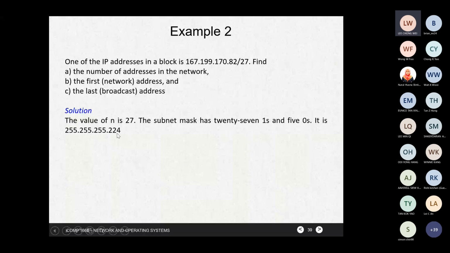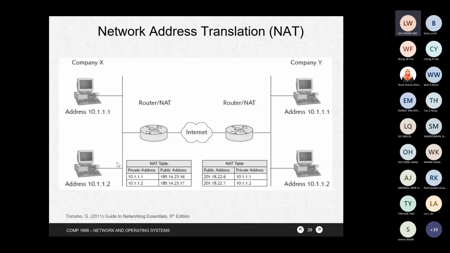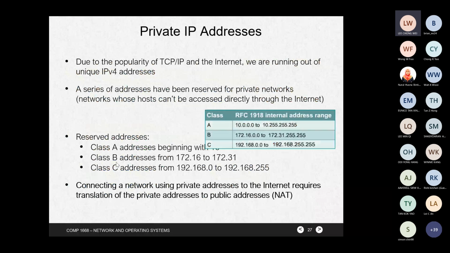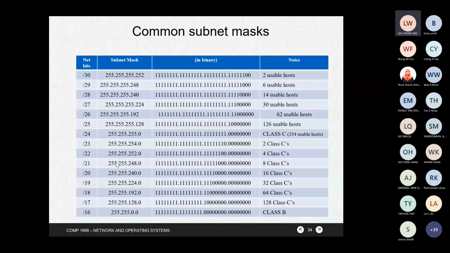Yeah, which is also in this table. If you can refer to this table. Where is the table? This table. Okay, 27. And there are 27 ones and 5 zeros, which allows you to have 30 usable hosts. 2 to the power of n.